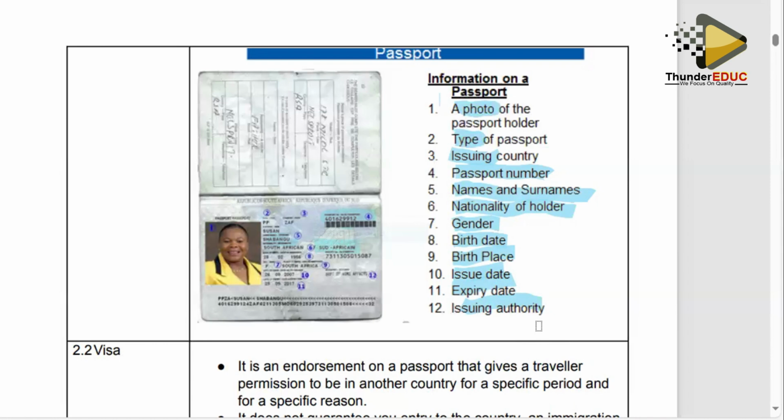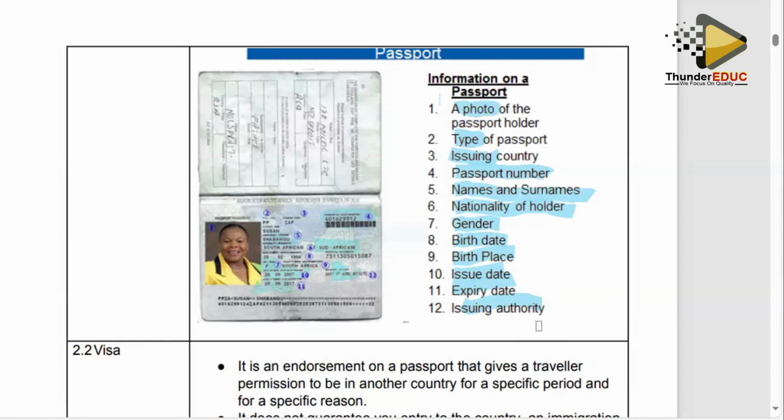Then we also have the gender. It appears on section 7. In this case, this is a female passport holder. Then we also have the birth date. It appears here. Then the birthplace is stated on number 9. Then we also have the issue date, which appears on section 10. Then we also have the expiry date, which appears on section 11.